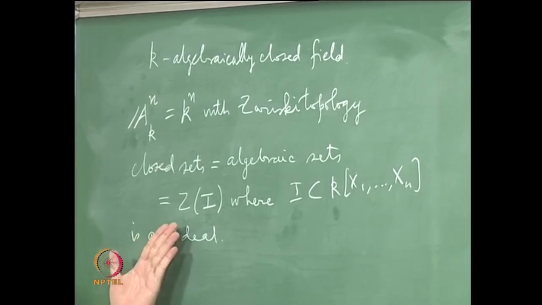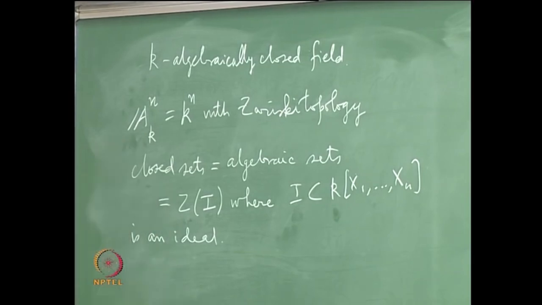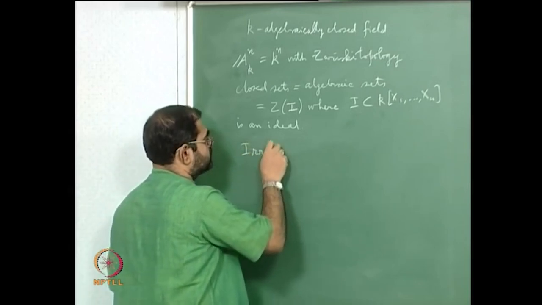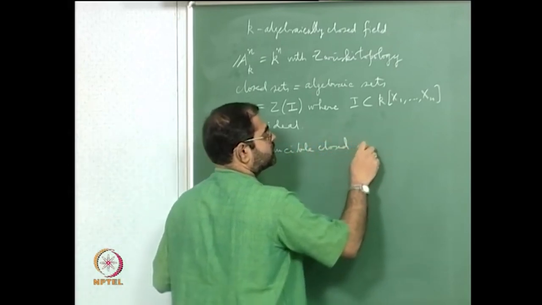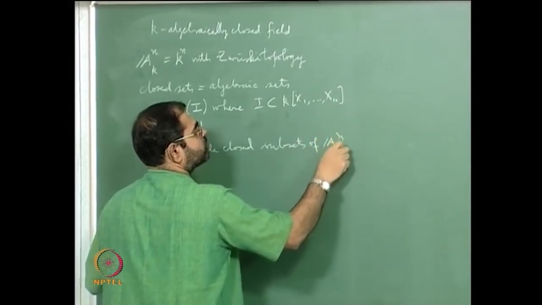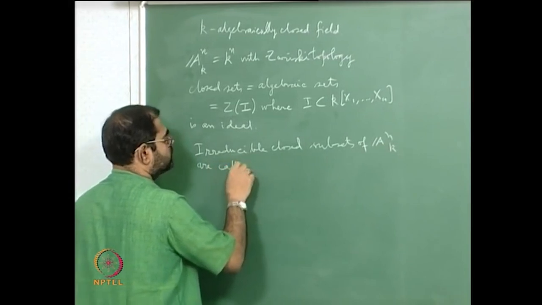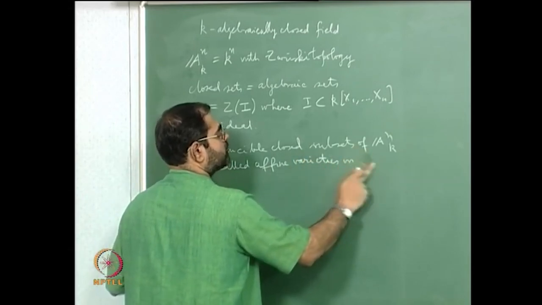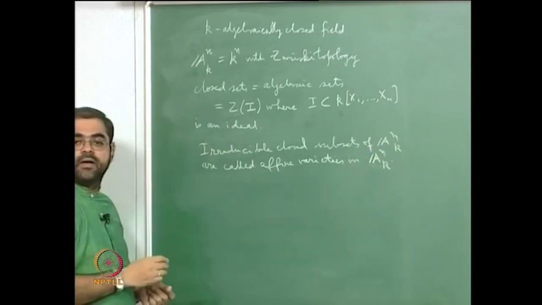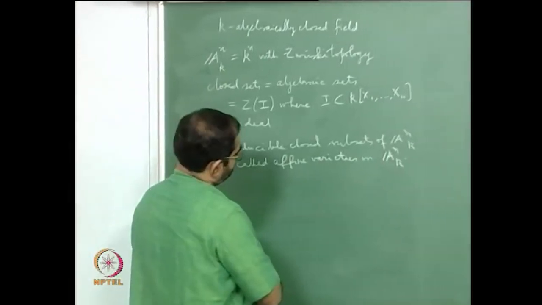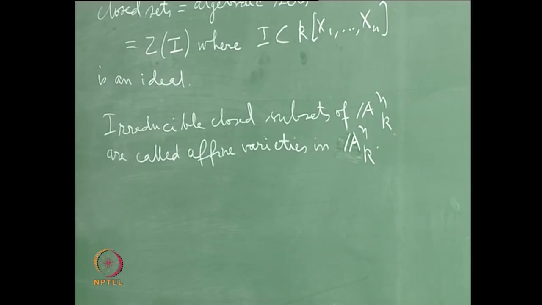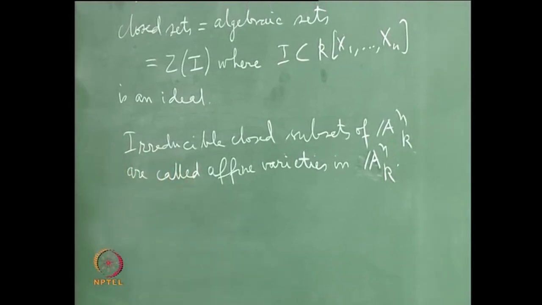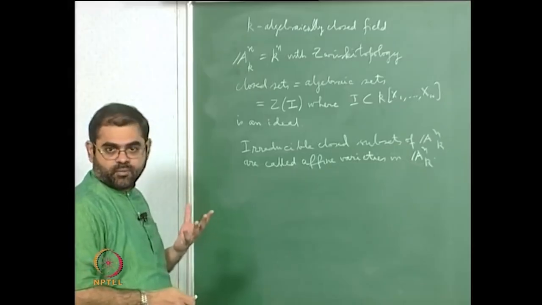The point was that we called irreducible closed subsets of An as affine varieties in An. Okay, and so let me write that irreducible closed subsets of An are called affine varieties in An. Okay, and the point is, of course, the advantage of studying an irreducible closed set is that you have the additional property that it is irreducible. Okay, and this irreducibility is topologically a very nice property.